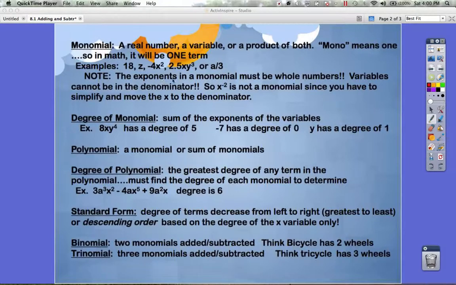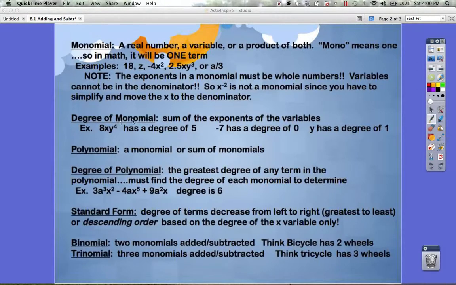Okay? The exponents in a monomial must be whole numbers. In other words, we cannot have a negative exponent. So variables cannot be in the denominator. When we had x to the negative 2 before, that made it a fraction, 1 over x squared. Well, x cannot be in the denominator to be considered a monomial. So anything with a variable on the bottom of a fraction is not a monomial. Okay?